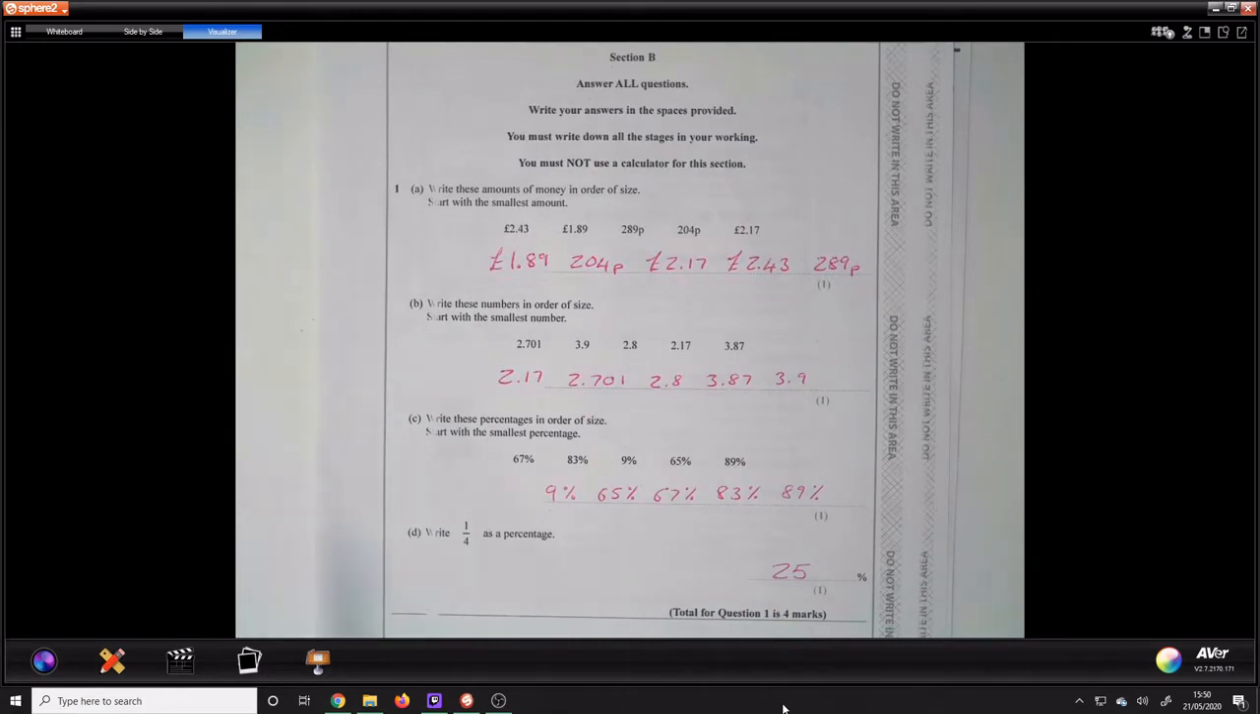Part B is just put them in order, as you can see. So 2.17, 2.701, 2.8, 3.87, 3.9. If they're not in the correct order, you're not going to get the mark. And the last one, the percentages, is 9, 65, 67, 83, 89. Again, you didn't have to include the percent sign, so if you left the percent signs off, that will still be correct. And 1/4 as a percentage is 25%.